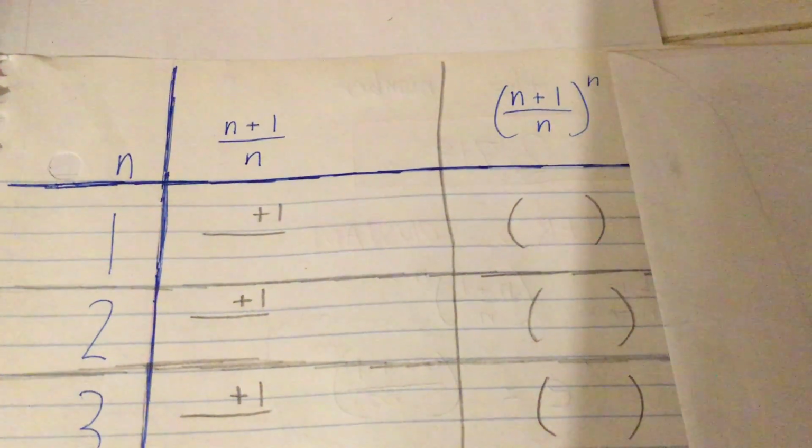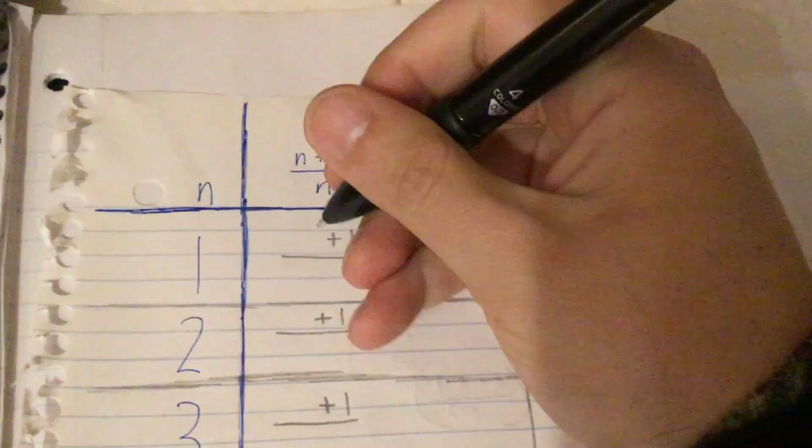So what this is basically saying is, you've got a table and you have a column n, a column n plus 1 over n, and the third column is n plus 1 over n to the nth power. I figured it'd be easy to take this in 3 steps. Okay, so let's start easy. Let's start with, let's say, n is equal to 1.